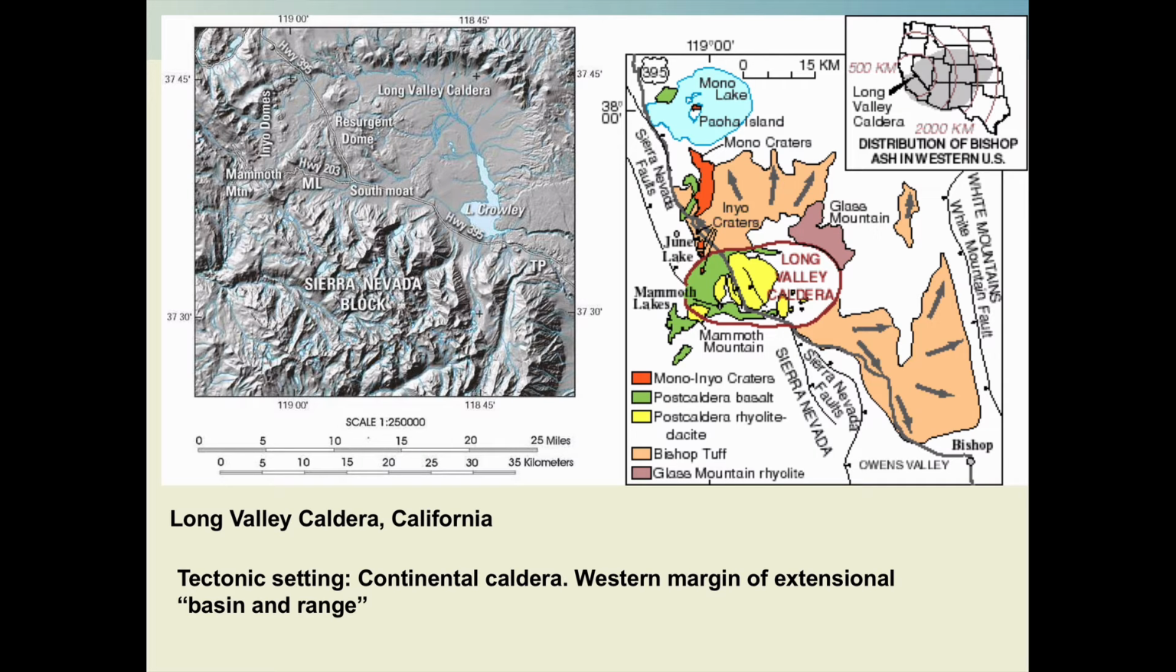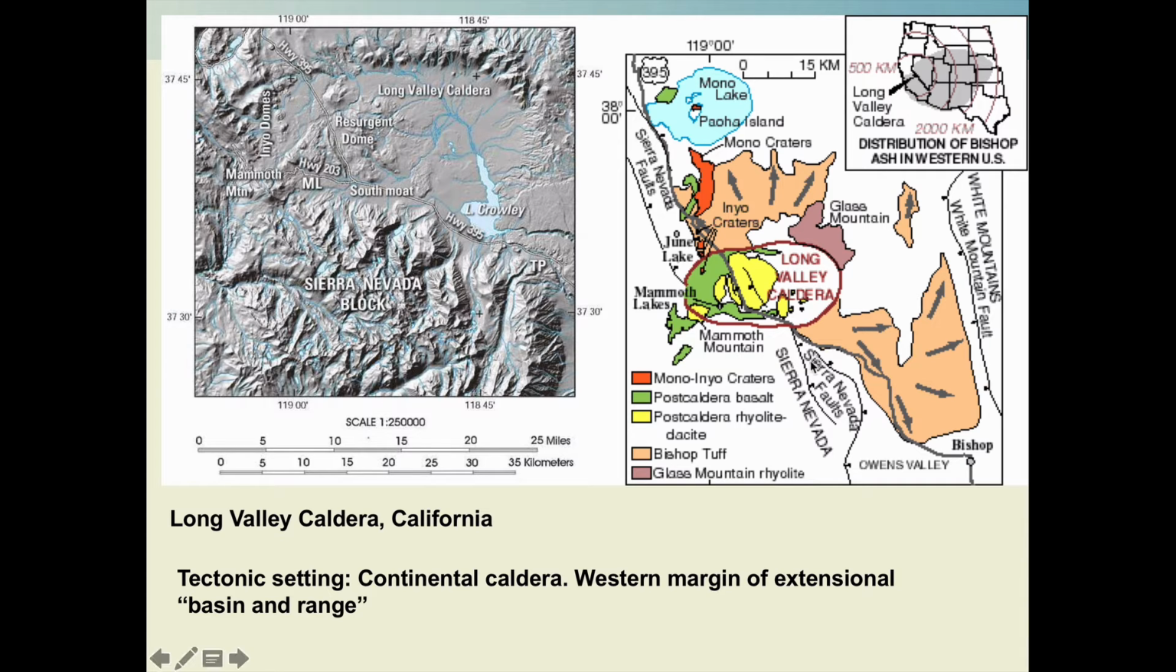So Long Valley Caldera is located again in Eastern California. It's on the eastern margins of the Sierra Nevada mountains, and it produced the Bishop Tuff deposits during a catastrophic caldera-forming eruption 760,000 years ago. So in this map, you can see that the ash was distributed from this eruption towards the east. It covers large swaths of what is now the Midwestern United States.